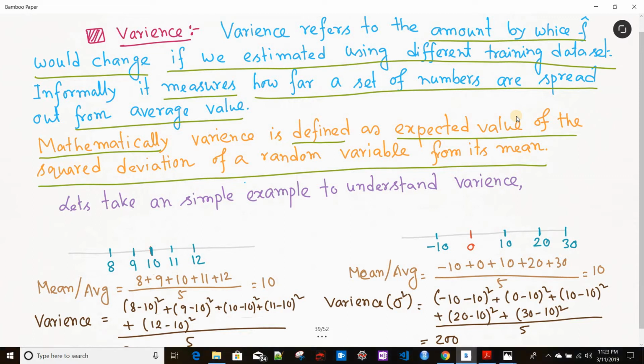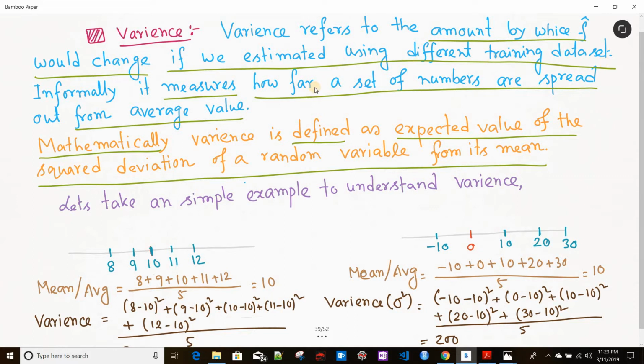We basically take a training set and try to come up with a model equation which fits the data, right? Now if we work with a different training set for similar kind of data, it could happen that the output function will be substantially varying. If it is substantially different, we call it a higher variance. Otherwise we call it a lower variance. That means variance refers to the amount by which our output function will change if we estimated using a different training data set. That means our output function is very much sensitive to the training data.